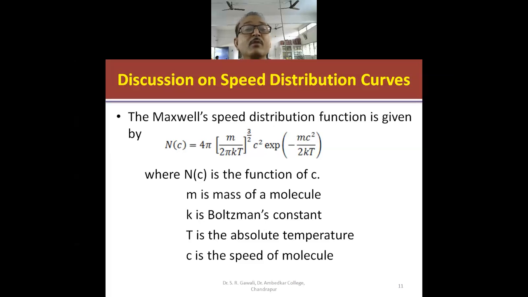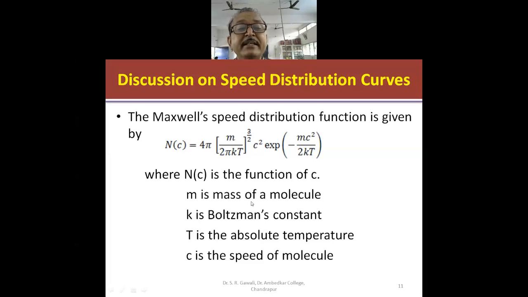Here there is the Maxwell speed distribution function, and it is given by n of c is equal to 4 pi in bracket m upon 2 pi kT raised to power 3 by 2 into c square into exponential of minus m into c square upon 2 kT, where n of c is the number of molecules having the speed c.